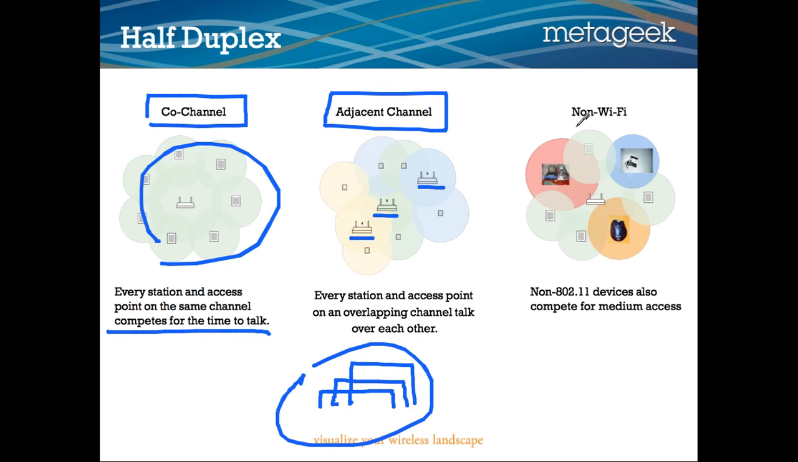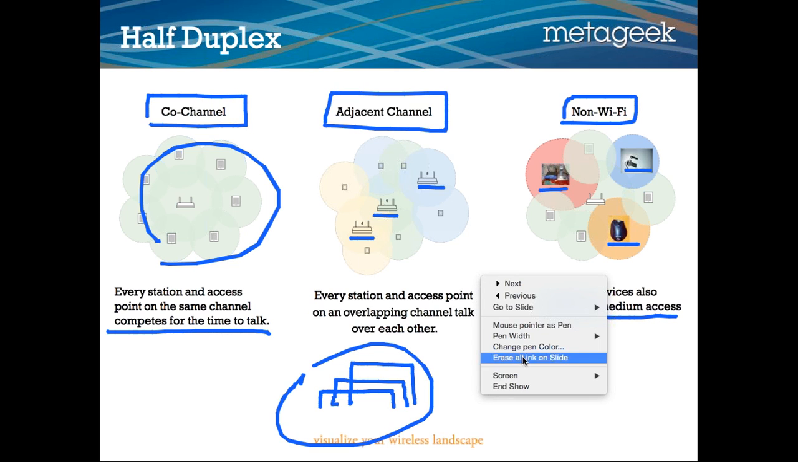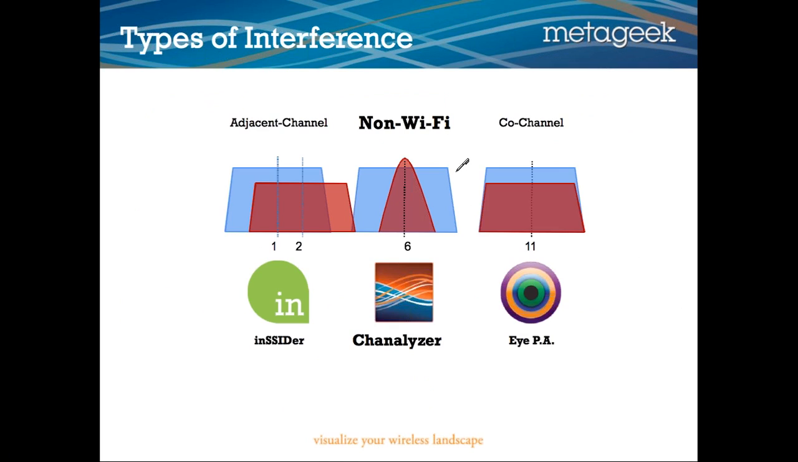Finally, the primary topic of conversation today is non-Wi-Fi interference. This is activity from non-Wi-Fi devices like cordless phones, Bluetooth devices, wireless mice and keyboards, all of those devices that talk in the 2.4 gigahertz band. Non-802.11 devices are also going to compete for time to talk. And typically, they aren't nearly as polite as other Wi-Fi devices.